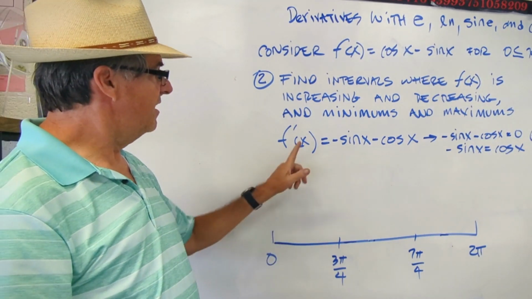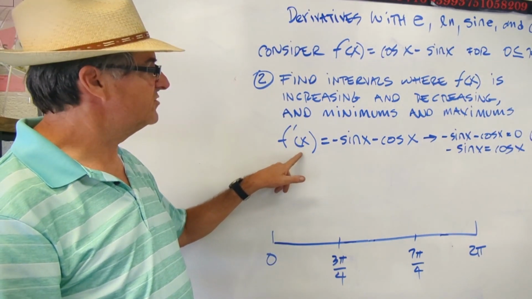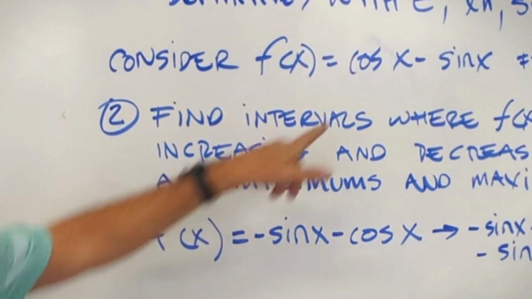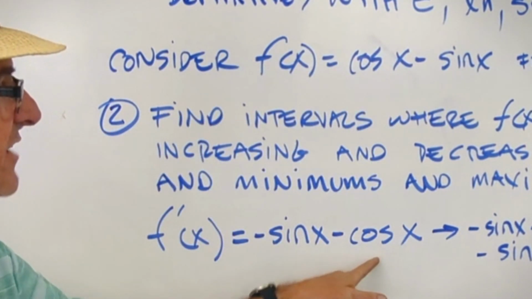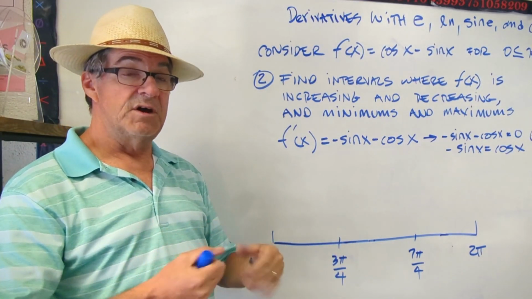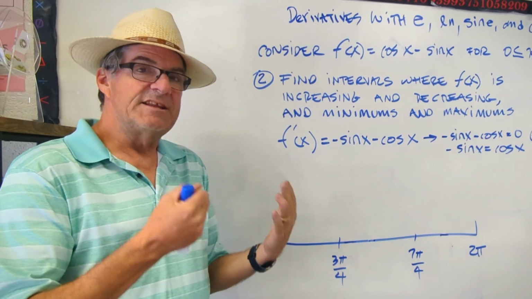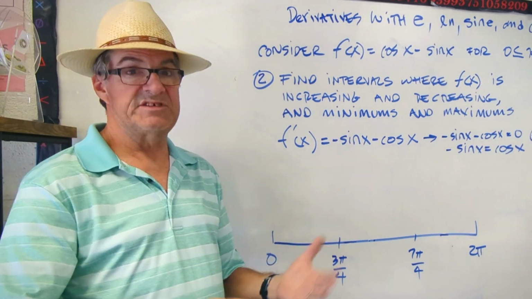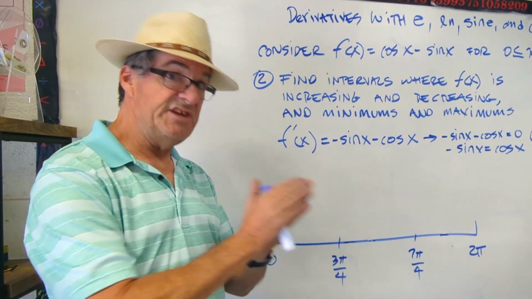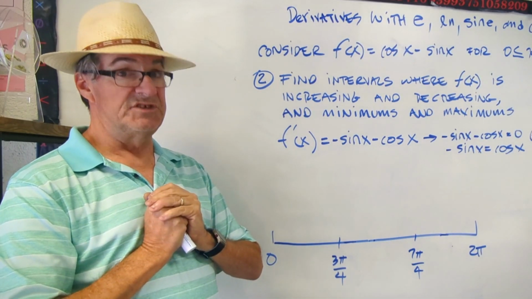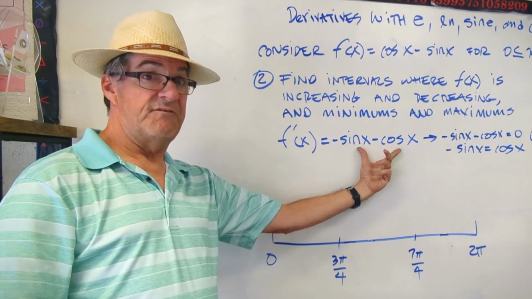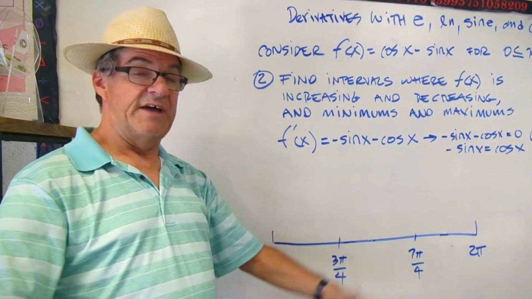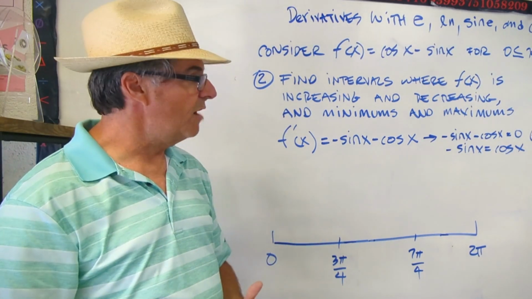First step, we need to find the derivative of our function. I went ahead and did that for you. Here's our function, and the derivative is just minus sine x minus cosine x. Next, we need to find the turning points, the mins and the maxes, where it changes from increasing to decreasing. The way we do that is we set the derivative function equal to 0 and solve for those points.